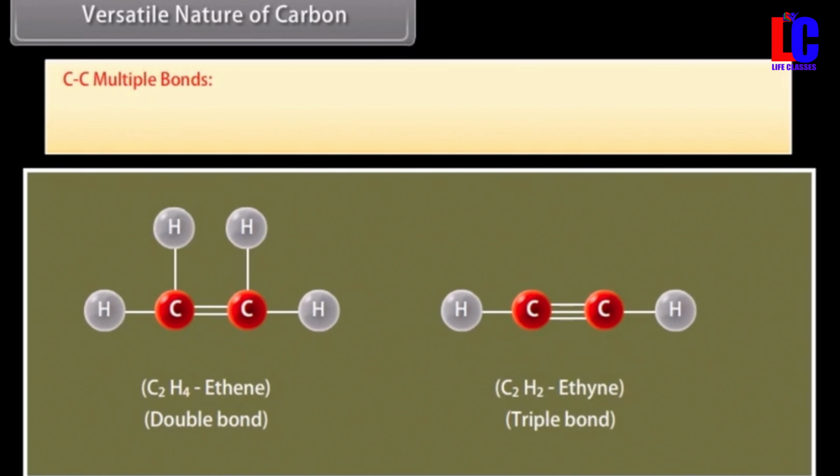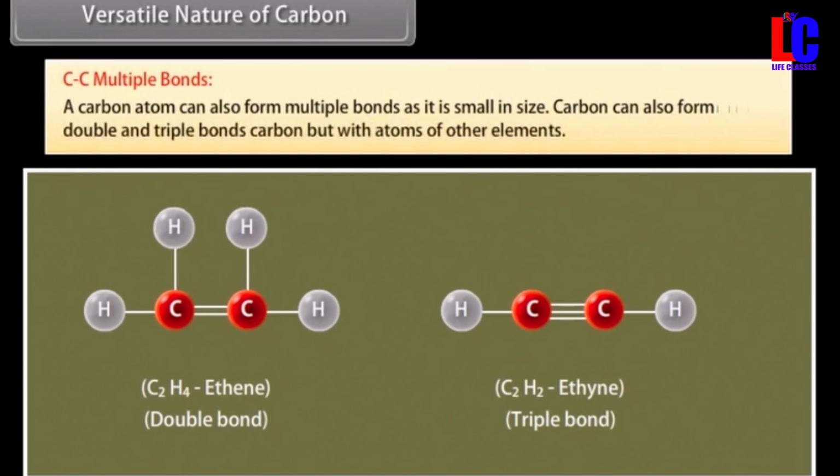Carbon-carbon multiple bonds. A carbon atom can also form multiple bonds as it is small in size. Double and triple bonds can also be formed with not only carbon, but with atoms of other elements like oxygen, nitrogen, and so on. These multiple bonds provide a variety in the carbon compounds.